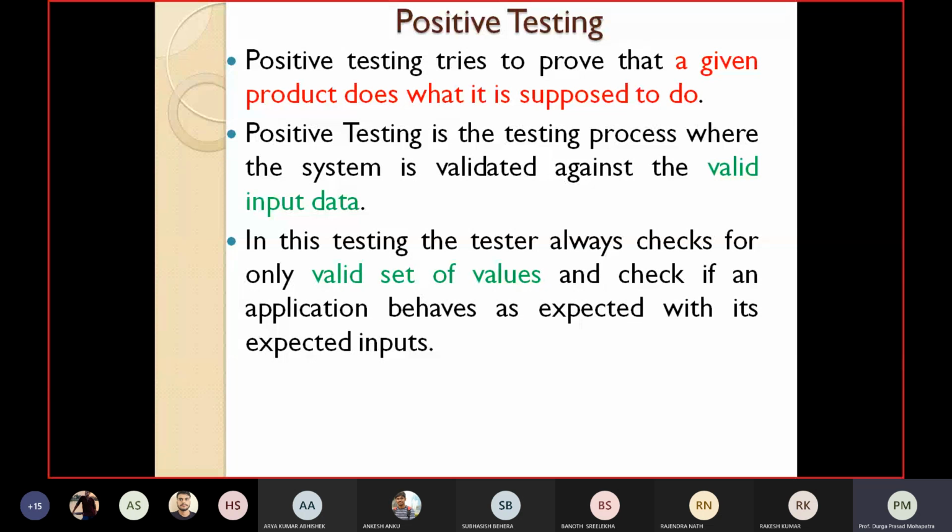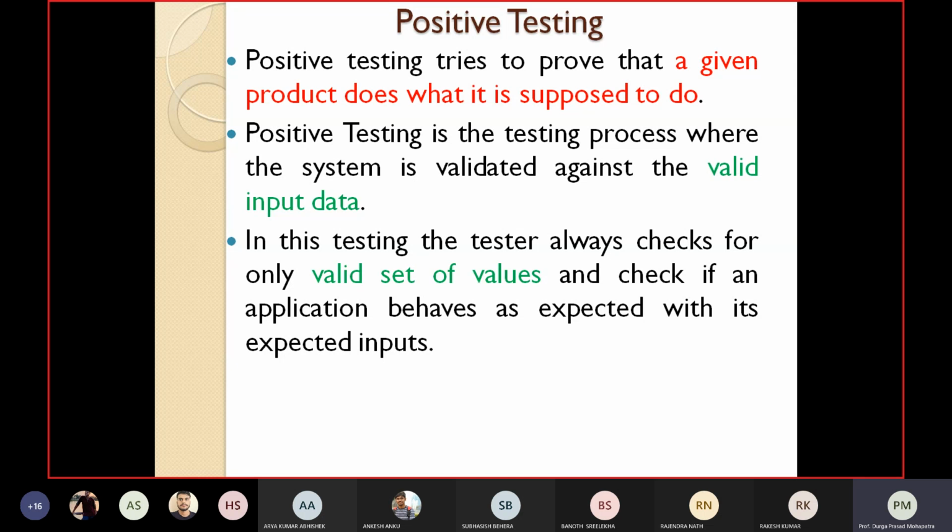So let's see what is the objective of positive testing. Positive testing tries to prove that a given product does what it's supposed to do. That means what you have written in the SRS document, what the system is supposed to do, whether the system is doing the same thing or not, that can be proved by positive testing. Suppose in a library system, you want to test that while issuing a book, the maximum number of books a student can take is 3. You will try to see whether the system is allowing you up to 3 books or not. So positive testing tries to prove that a given product does exactly what it is supposed to do.